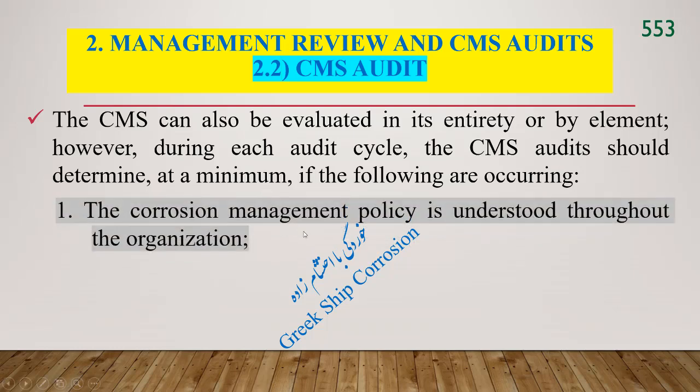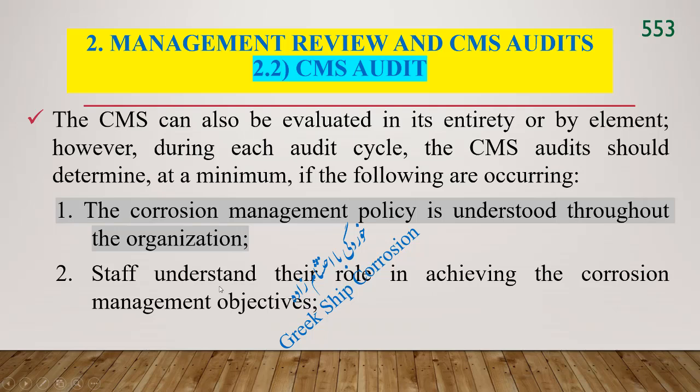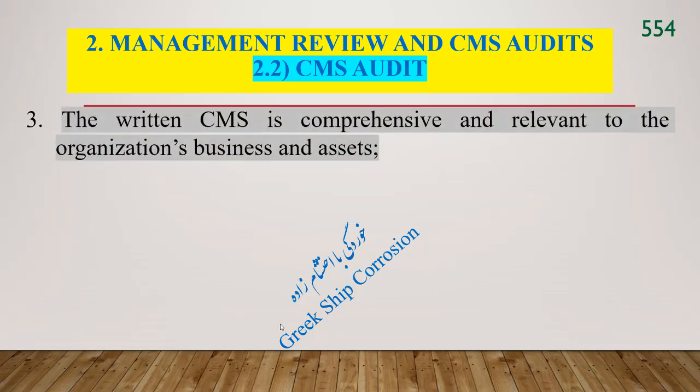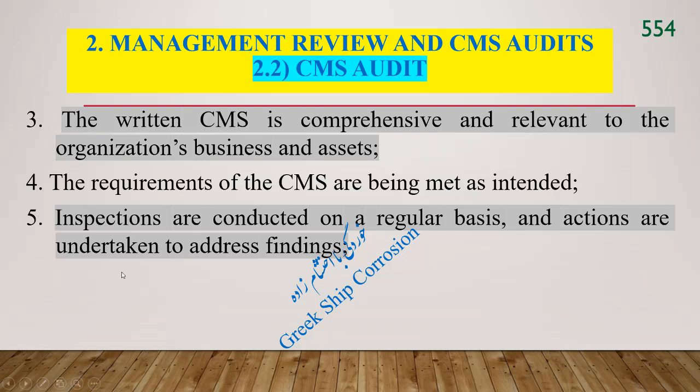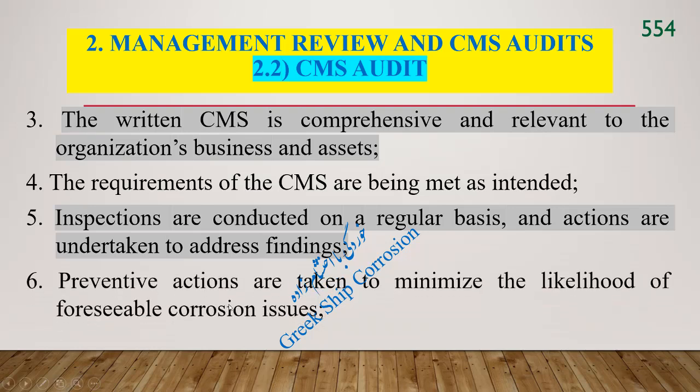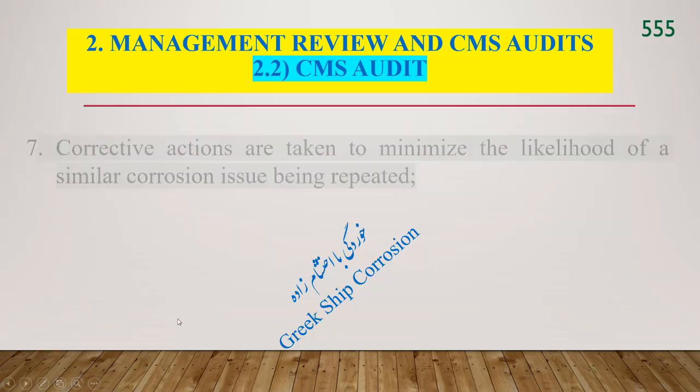1. The corrosion management policy is understood throughout the organization. 2. Staff understand their role in achieving the corrosion management objectives. 3. The written CMS is comprehensive and relevant to the organization's business and assets. 4. The requirements of the CMS are being met as intended. 5. Inspections are conducted on a regular basis and actions are undertaken to address findings. 6. Preventive actions are taken to minimize the likelihood of foreseeable corrosion issues.